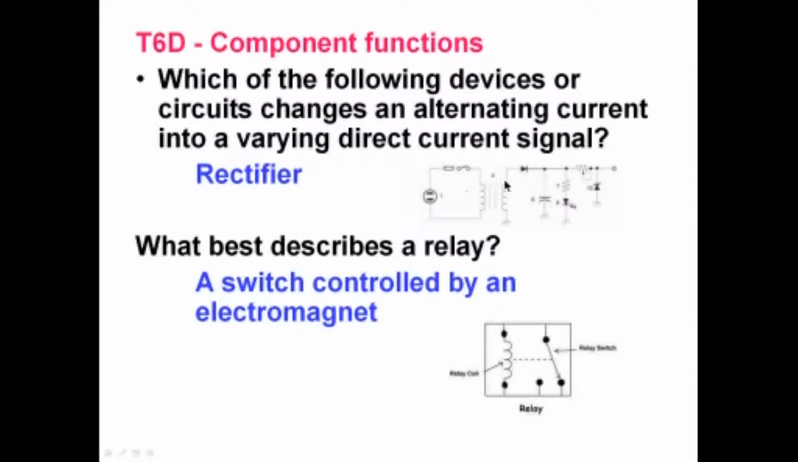And here we have our transformer again. Here we have the thing that plugs in the wall. So we're going to plug this in the wall where we have alternating current. We have a transformer here that's going to change the voltage, either raise it or lower it, probably lower it. Here we have a diode.